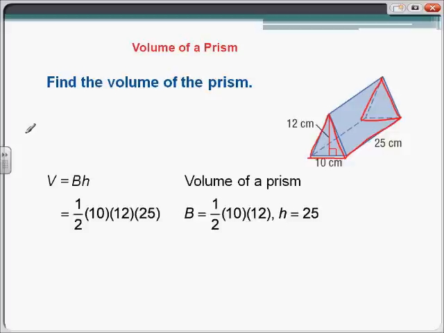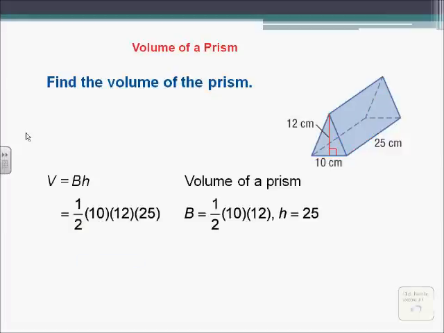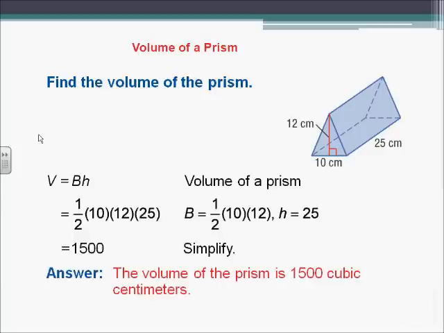We plug all of those in, we multiply, and we get 1,500 when we simplify. So then we know we'd have 1,500 cubic centimeters. Because we're multiplying three numbers together, the units get multiplied together as well, so we have centimeters cubed.